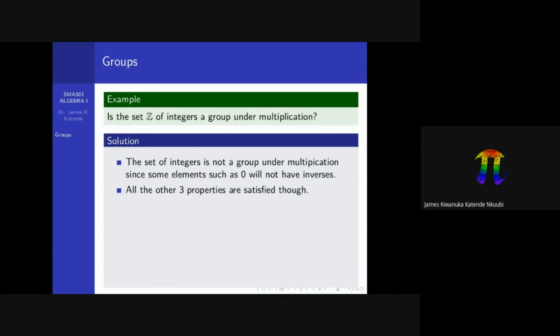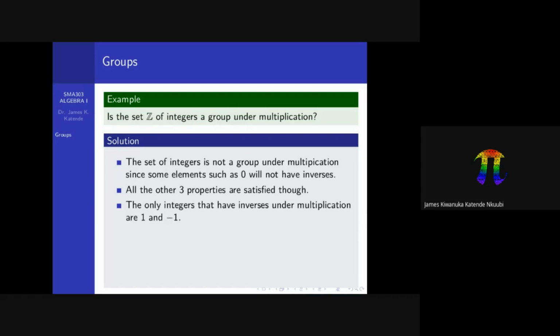So if I'm looking for the inverse, I must look for an element that is in the set. And if I pick 2, I cannot find another element in the set which when multiplied by 2 will give me 1. So 2 does not have an inverse in the set. The same with 0, the same with a half. So this one fails to be a group under multiplication. The reason is that some elements, actually most elements, will not have an inverse.